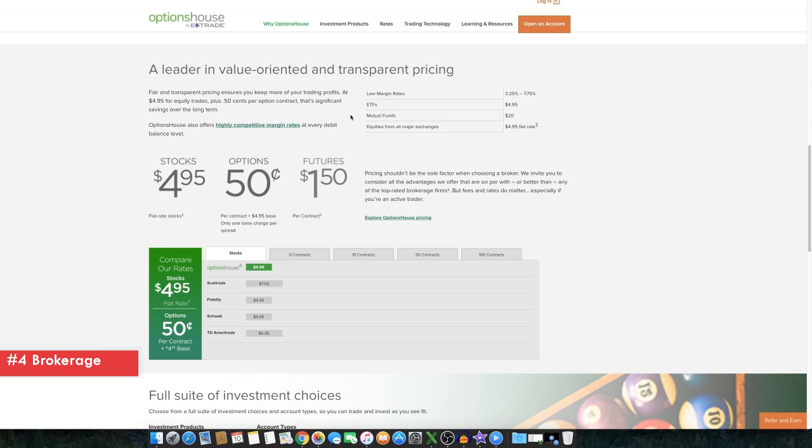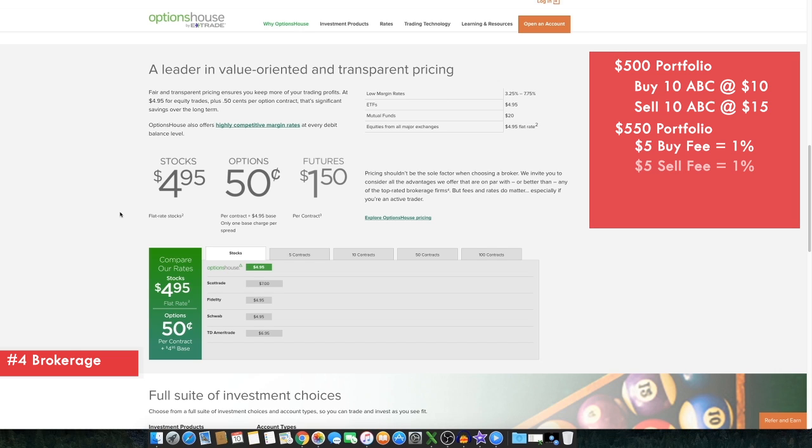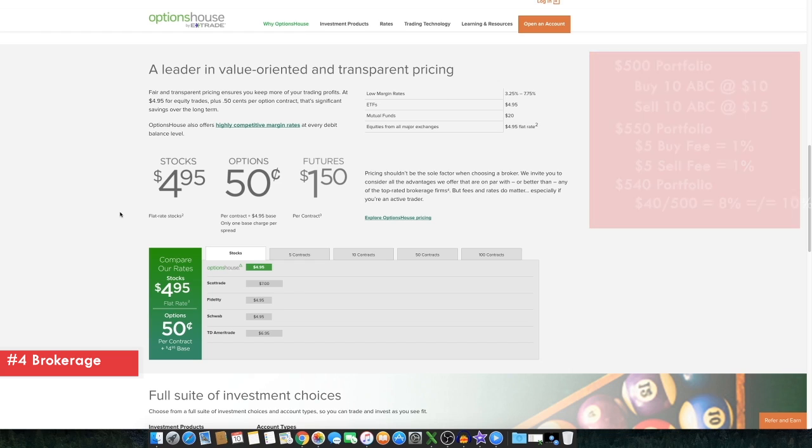If you have a $500 portfolio and you have a $4.95 flat rate fee, you're trading almost 1% of your portfolio every trade to enter. And then to exit, you're also trading away 1%. So making a 10% return on a trade, you're already trading away 2% with a $500 portfolio. So that's why I cannot stress enough that a low flat rate fee is the most important for beginners.